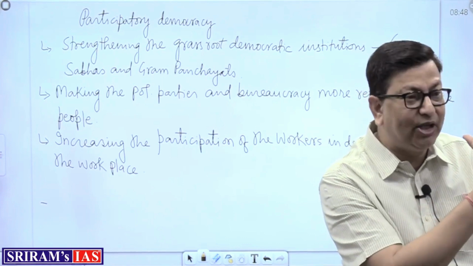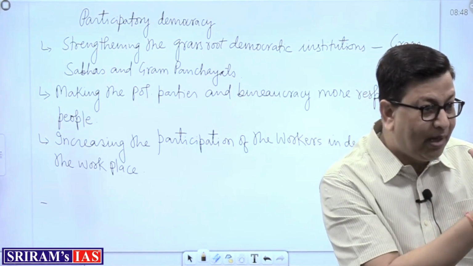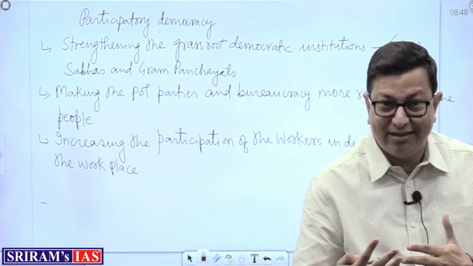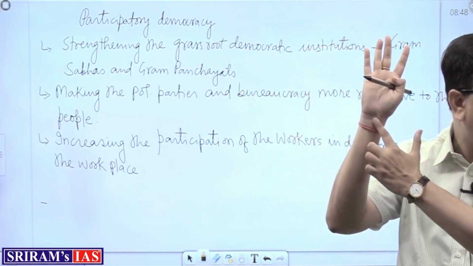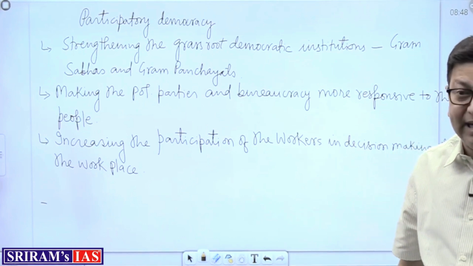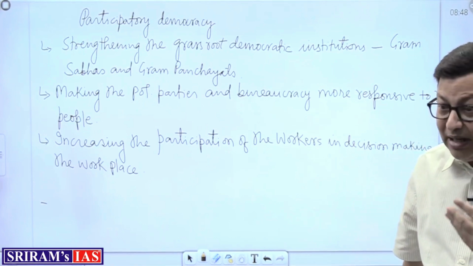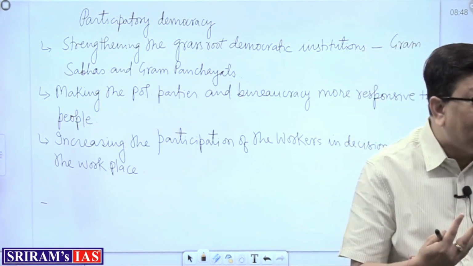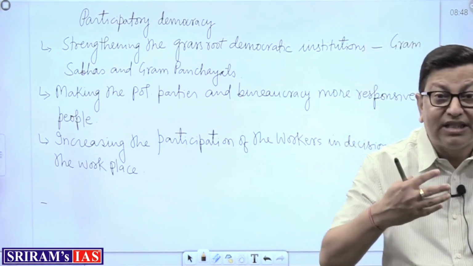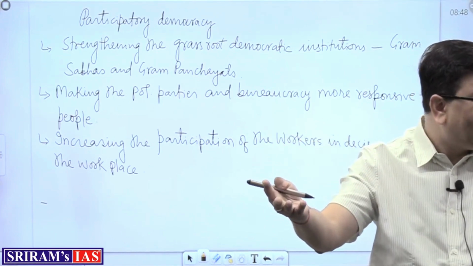In the paper of governance, your teacher will discuss these things with you. That is how things are changing. The bureaucrats are not supposed to work according to the rules only. What is your role in the society? That role has become more important. And playing that role, the bureaucrats should respond to the needs of the people.